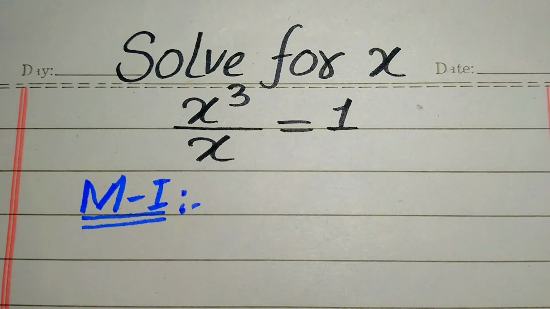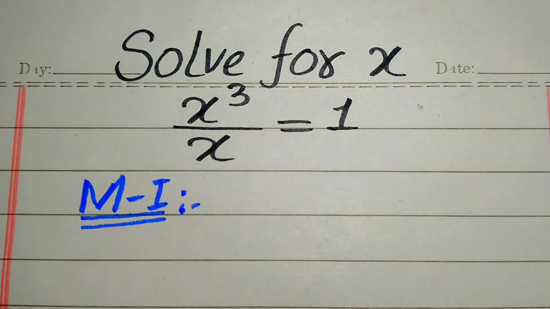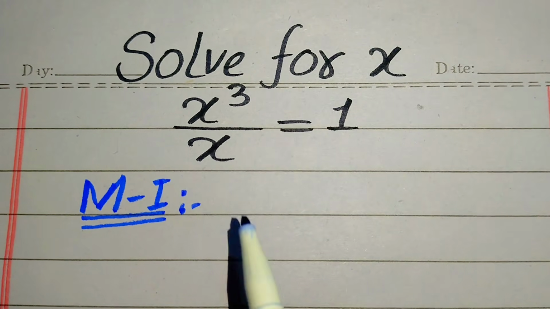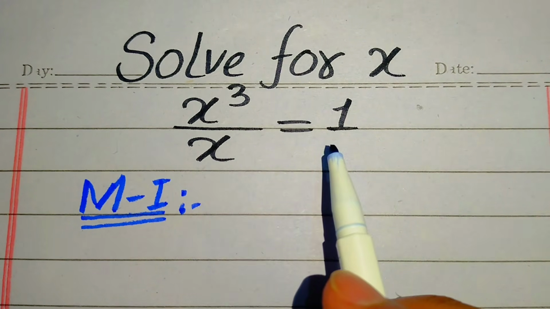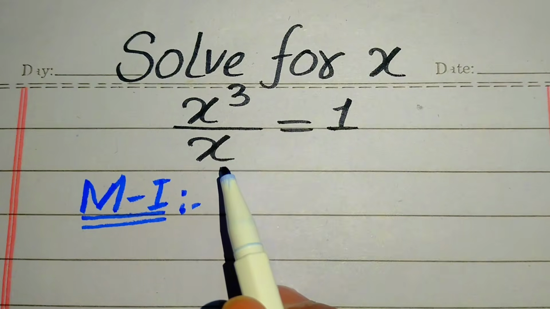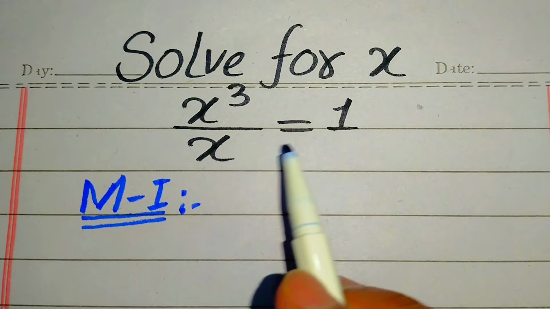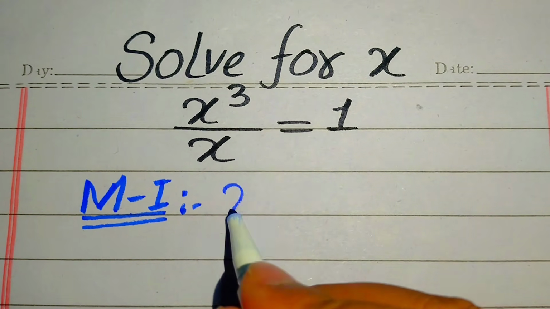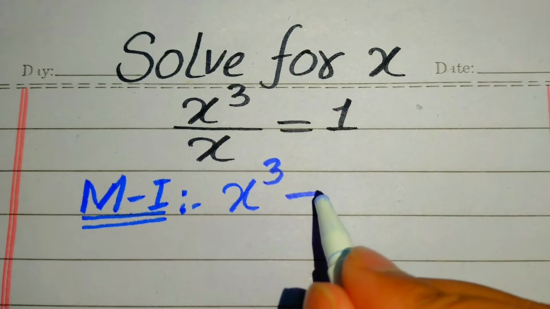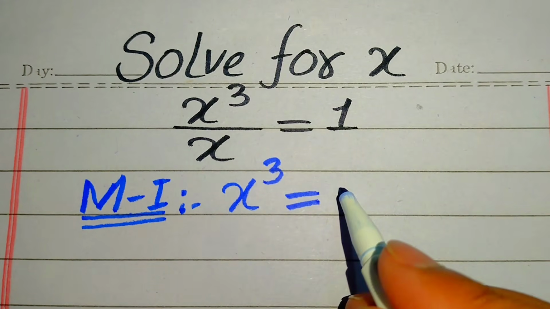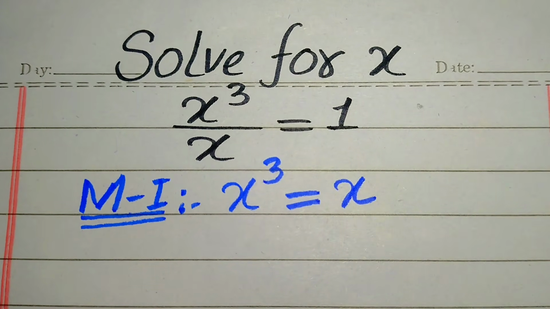And now we move towards the solution of this problem. The very first step is to move the term x from the left hand side to the right hand side. When we move it to the right hand side, it is multiplied by 1, and we get x cubed is equal to x multiplied by 1, which is equal to x.